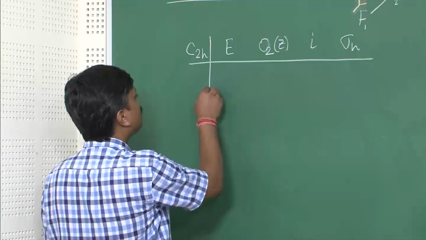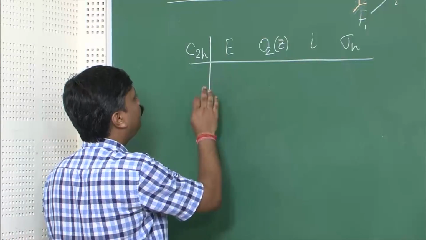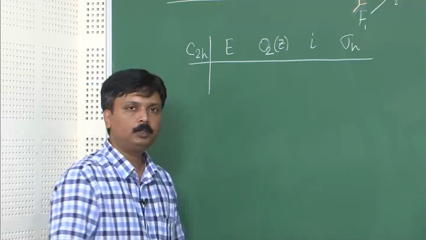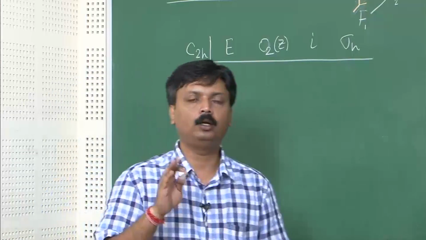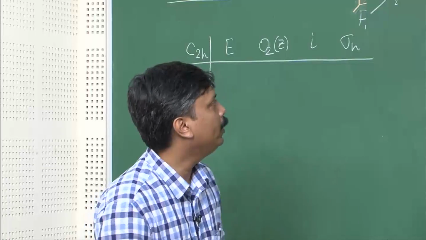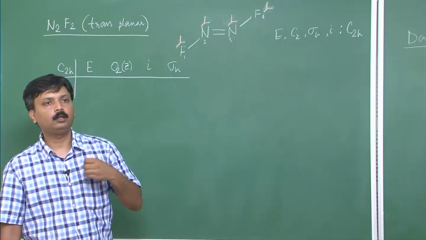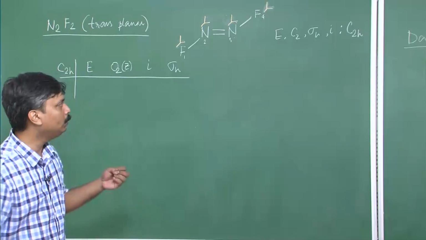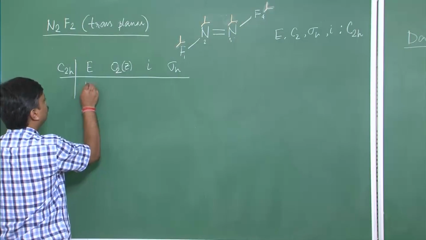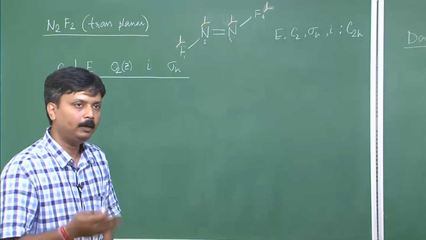So I have to find out what are the characters of my representation. The identity operation will not change any of the atomic positions, so all the basis functions will also remain identical and contribute to the diagonal. Therefore a total of 12 basis functions will contribute 12 to the overall diagonal, and thereby to the character.